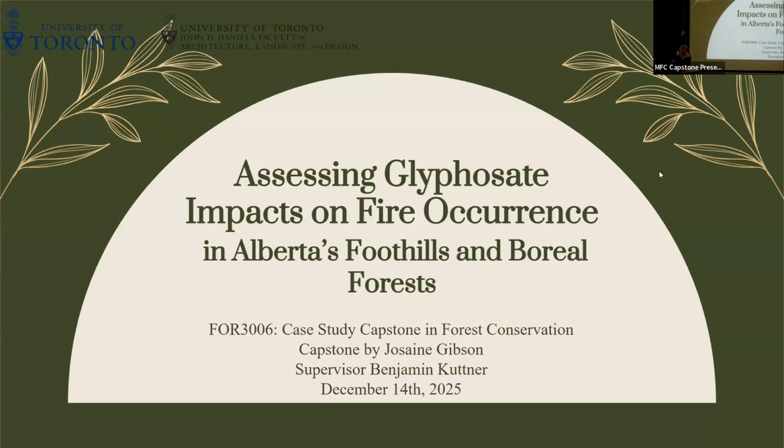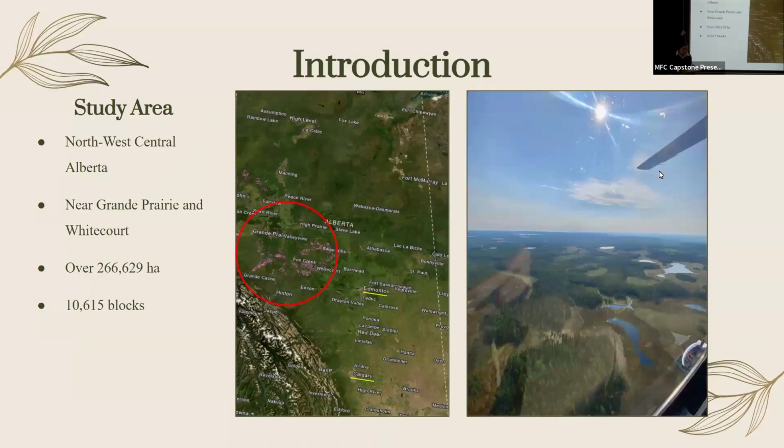My name is Josiane, and the title of my capstone is Assessing Glyphosate Impacts on Fire Occurrence in Alberta's Boreal and Foothills Forests. And my supervisor is Ben. So my study area is located in northwest central Alberta near Grand Prairie and Whitecourt. My study area is more than 250,000 hectares large, and it spans throughout more than 10,000 blocks.